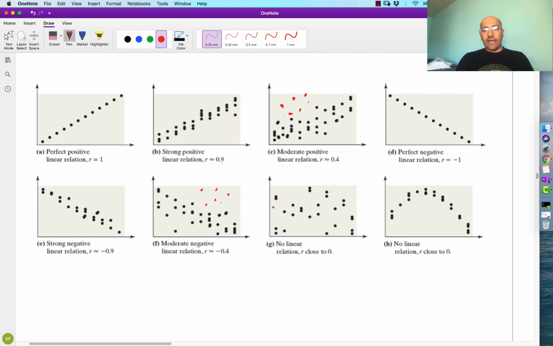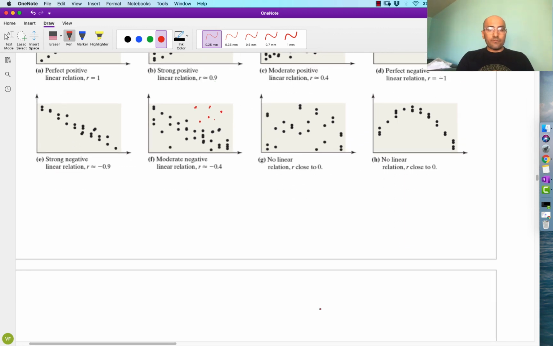And here we have something really close to 0. It just looks like random chaos. There is no positive or negative linear relationship of any kind. And then we have something that definitely has a relationship. This looks like a parabolic relationship of some kind. But the R value only detects linear: yes linear, no linear, and whether it's a positive or negative linear relationship. So here the R value calculated would again be really close to 0.